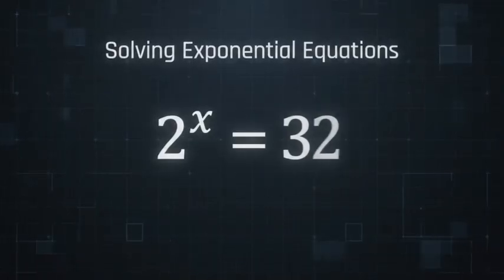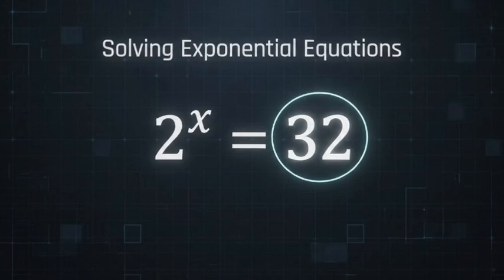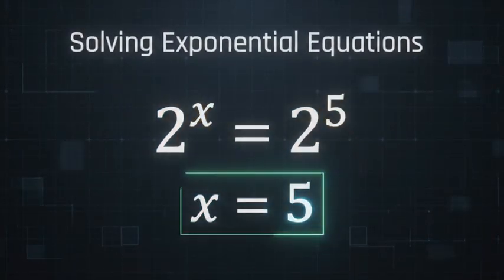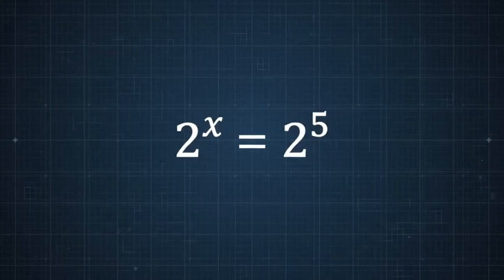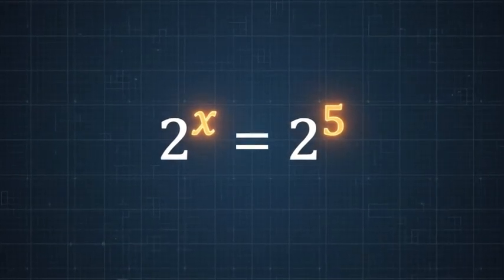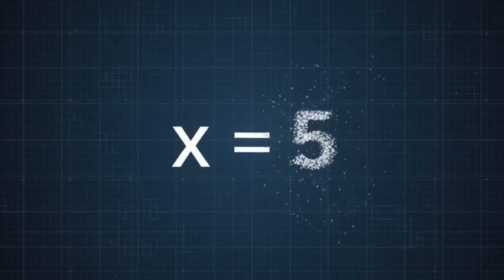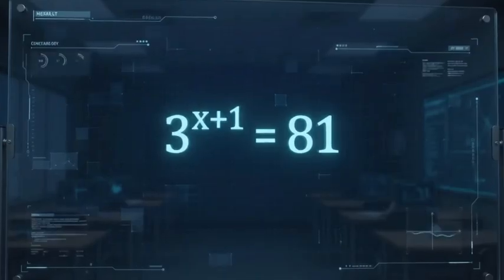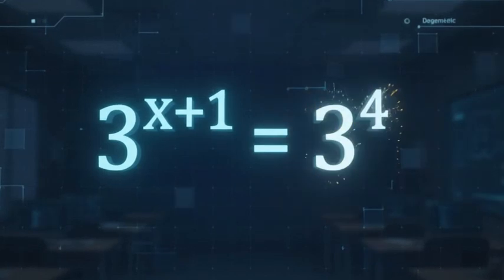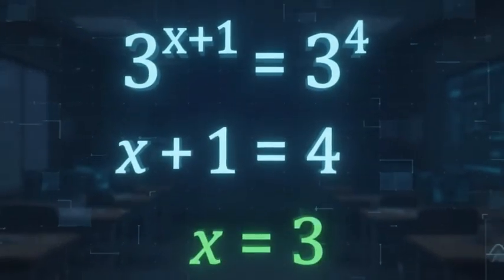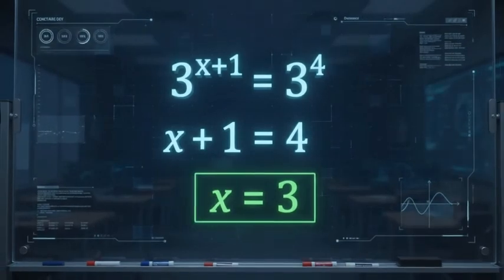To solve exponential equations, first express both sides using the same base whenever possible. Since the bases are identical, simply equate the exponents. Therefore, x equals 5. For this equation, rewrite 81 as 3 to the 4th power. Then compare the exponents to find that x equals 3.